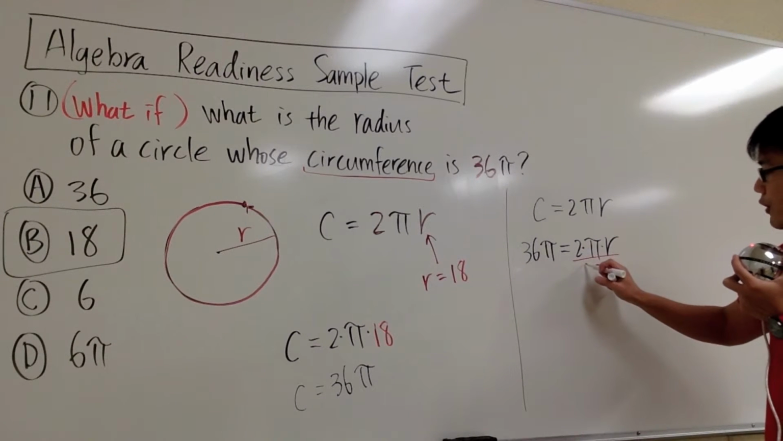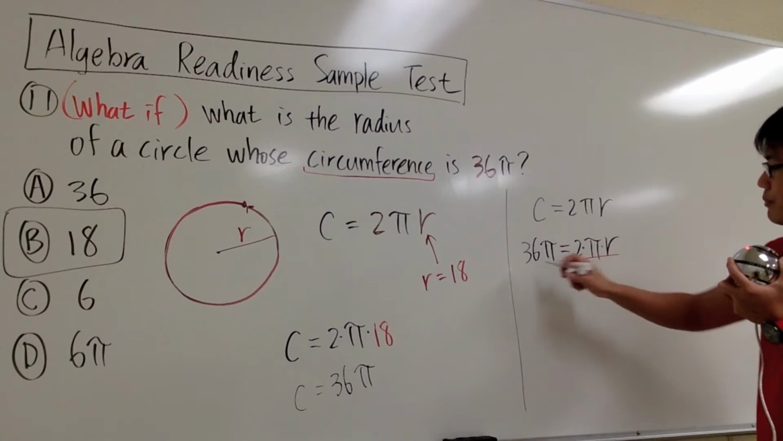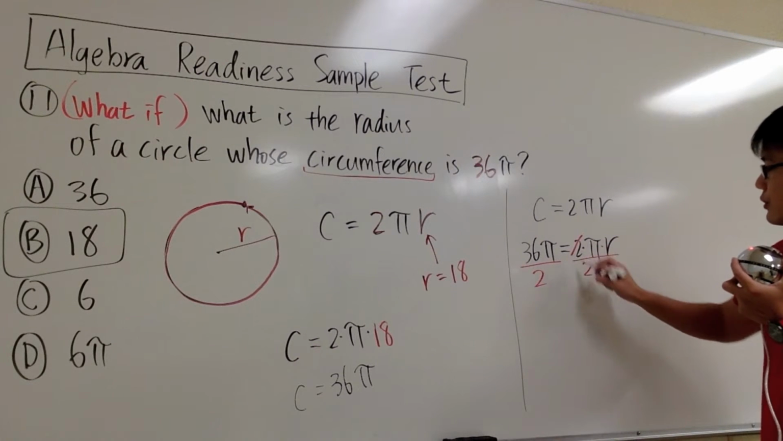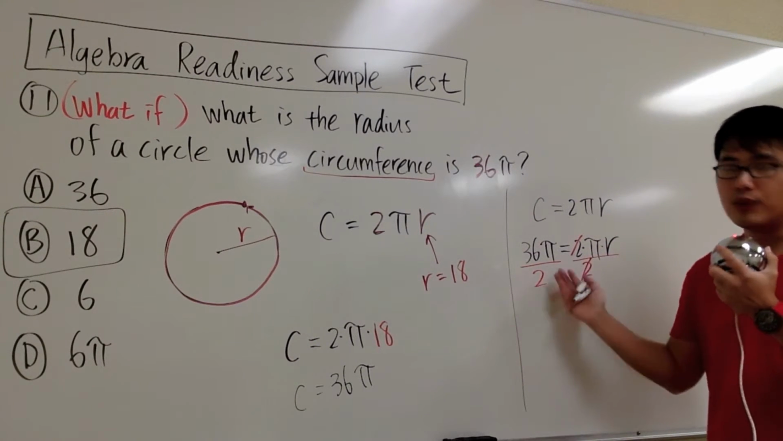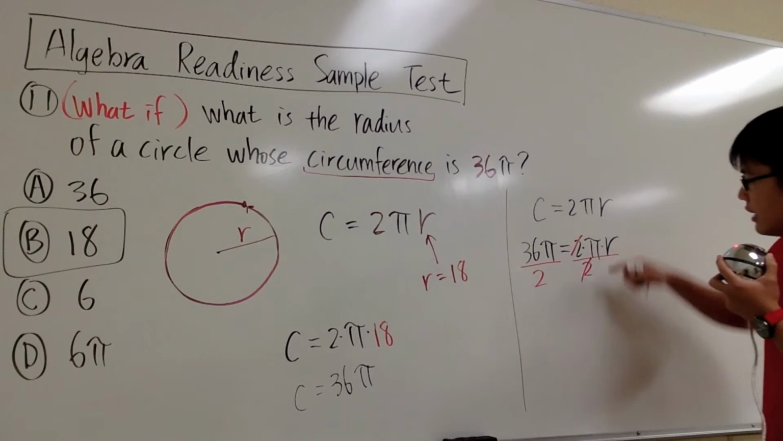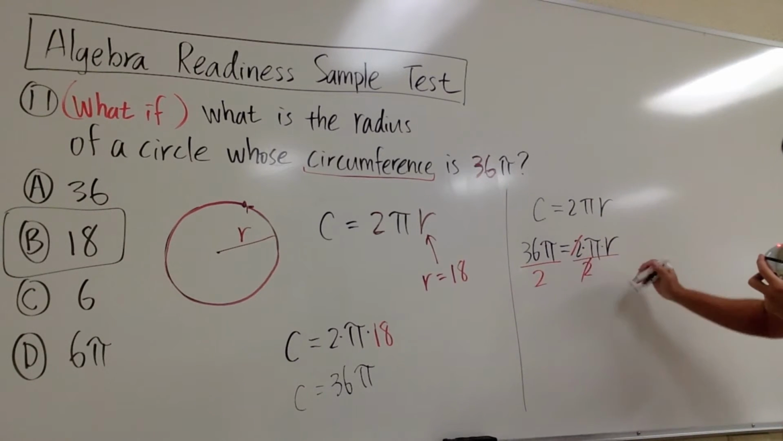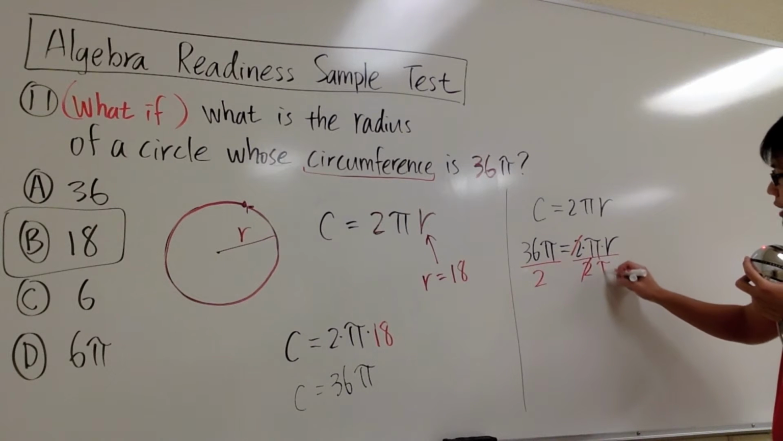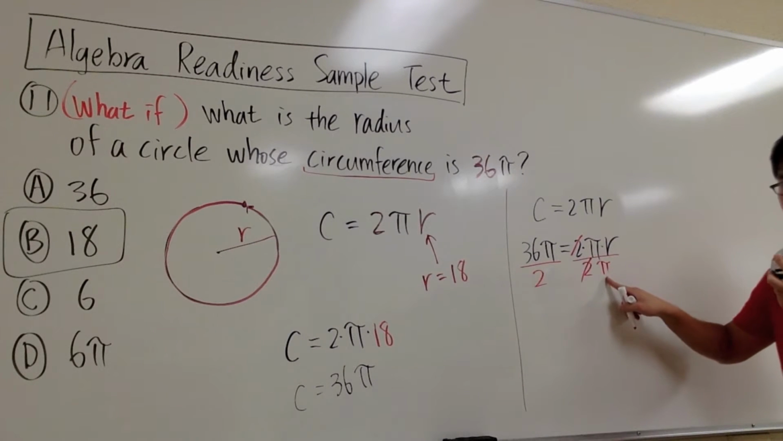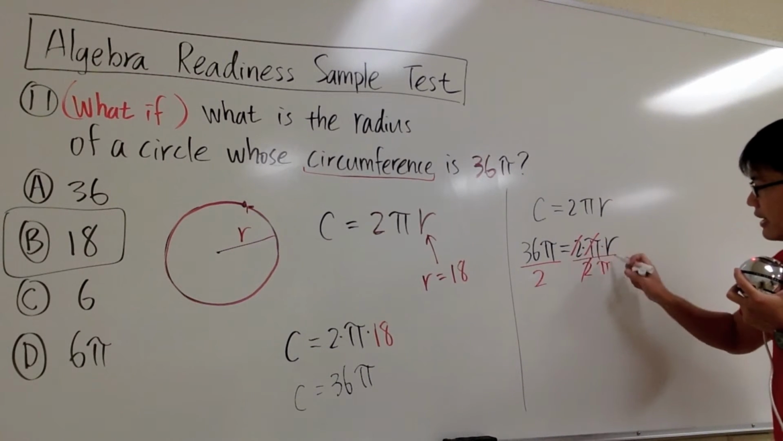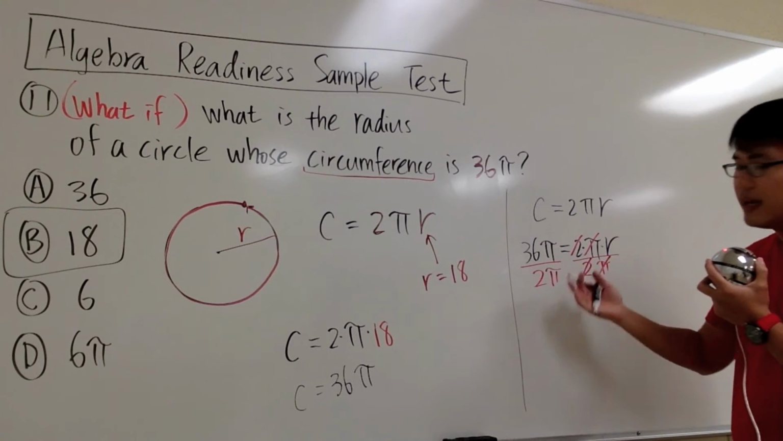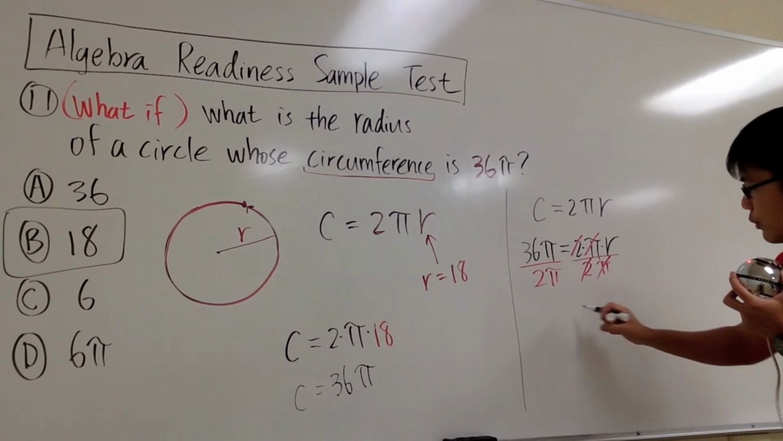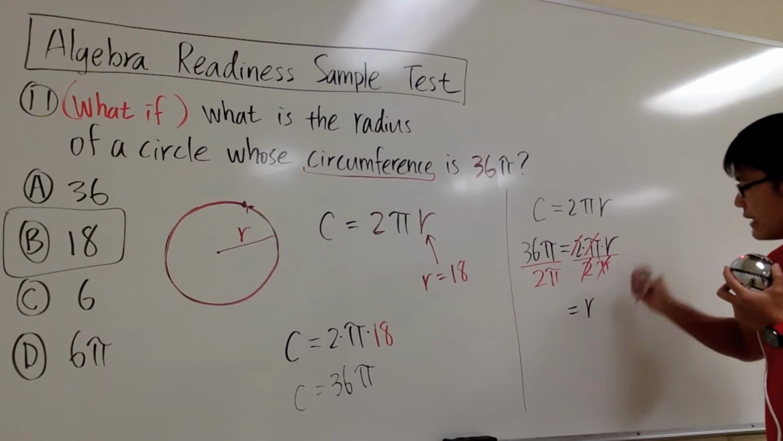Let's get rid of the 2 first, so we divide by 2 on both sides. This 2 and that 2 will cancel out. And I also have to divide the 2 on the other side. This pi is multiplied with the r, so we will also have to divide by pi. I can put a pi right here, so that this pi and that pi cancel. But then I will also have to divide by pi on the left hand side. And now we have the r by itself.